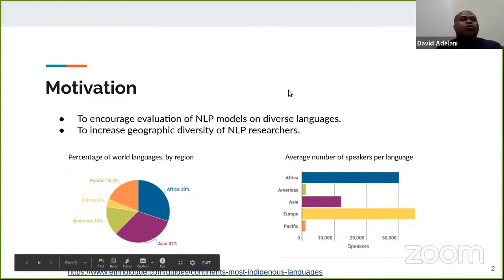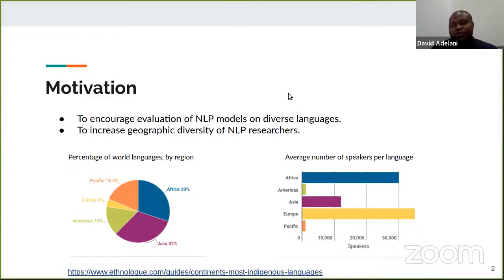average number of speakers for African languages that is pretty high, like 30,000 per language. Apart from that, we also need to increase the geographical diversity of NLP researchers, because there are other issues in NLP, like bias towards certain groups, and we need this diversity. It is one of the ways of addressing this problem.